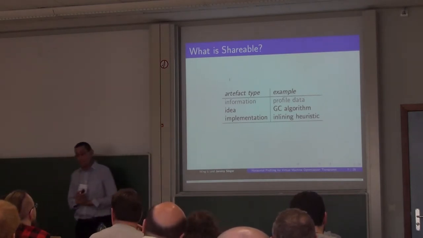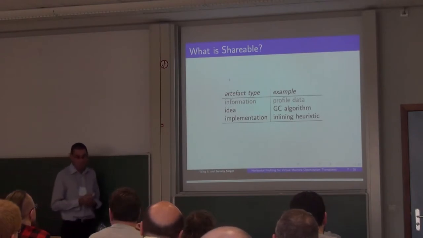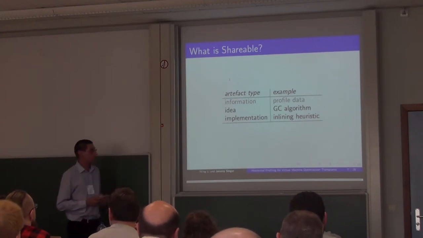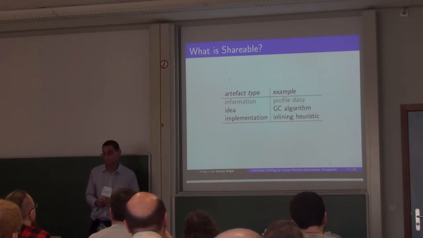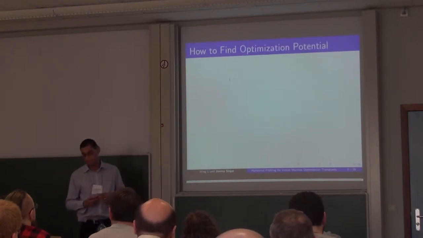Then the third kind of artifact that we might want to share here is an implementation artifact, and this is actually what I'm going to show in the preliminary results I'm going to report here. And what we're sharing here is an inlining heuristic. What we do is we take the heuristic from HotSpot and embed that into V8.